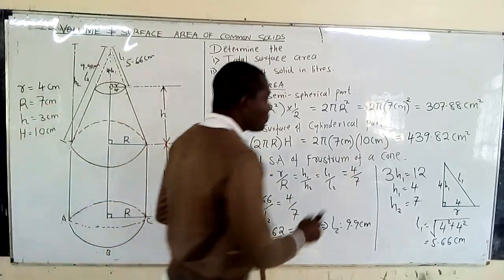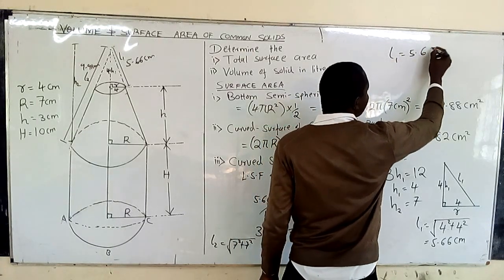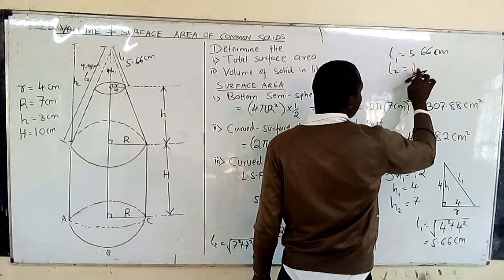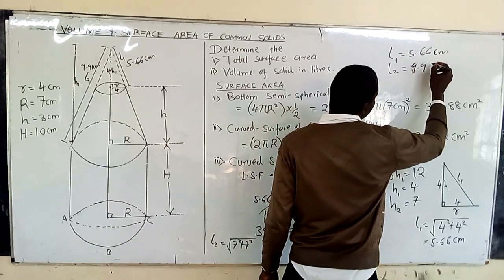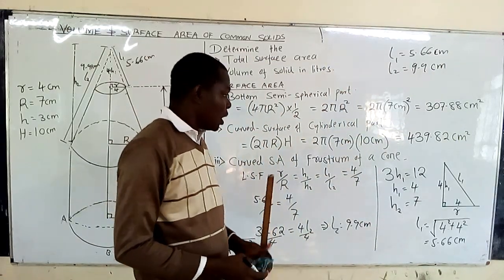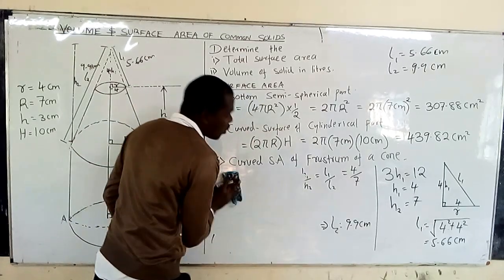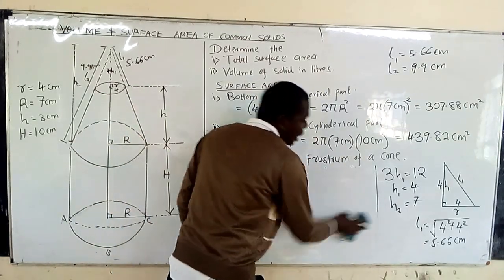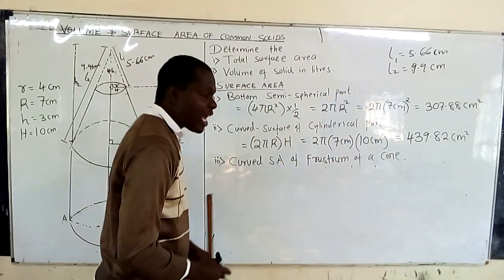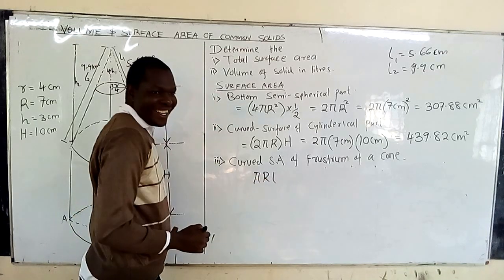So we found L1 is 5.66 centimeters, and then the total you found is 9.91, or just 9.9 centimeters, isn't it? Are we together? Now, having found those, they are what were important, isn't it? So, what is now the curved surface area? The curved surface area of a cone, you know, is pi RL, isn't it?